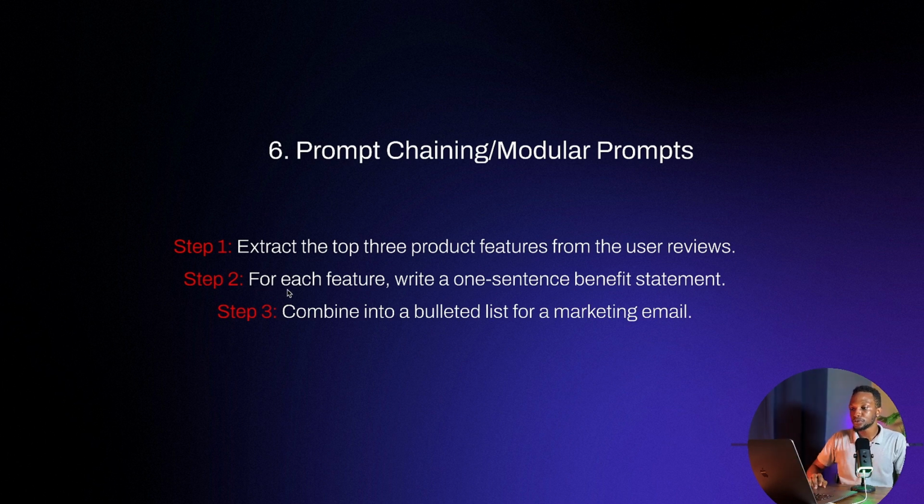An example here was: step 1, extract the top 3 product features from the user reviews. Step 2, for each feature, write a one-sentence benefit statement. Step 3, combine into a bulleted list for a marketing email. In this case, the model will follow this sequence like I said earlier.